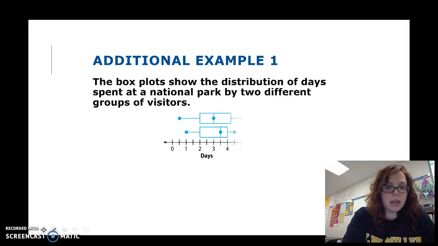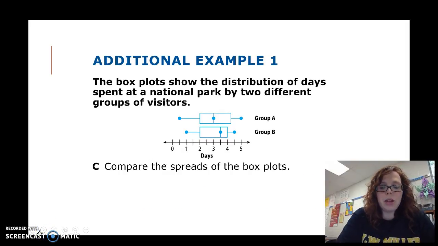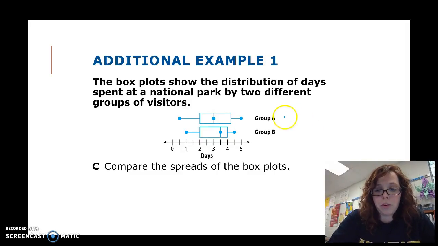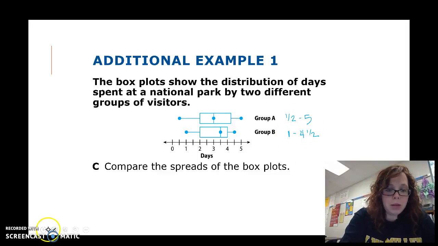All right, so let's look at it again. So now we need to compare the spread. So like we said before, group A goes from half a day at least to 5 days, and group B stays there from 1 day to 4.5 days. So there's more variation within group A than B.